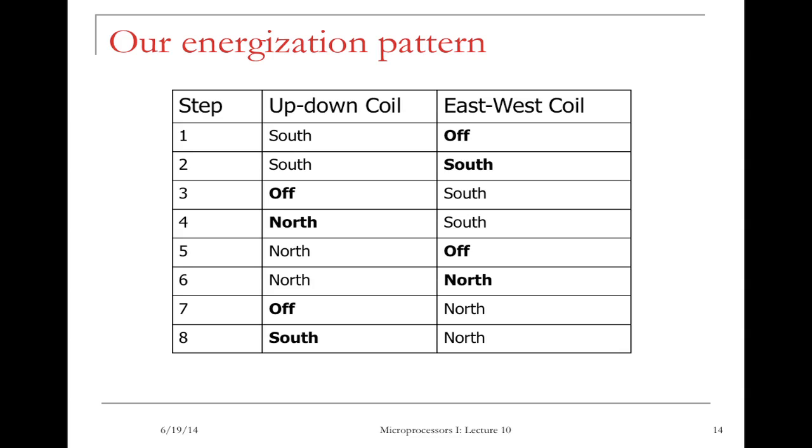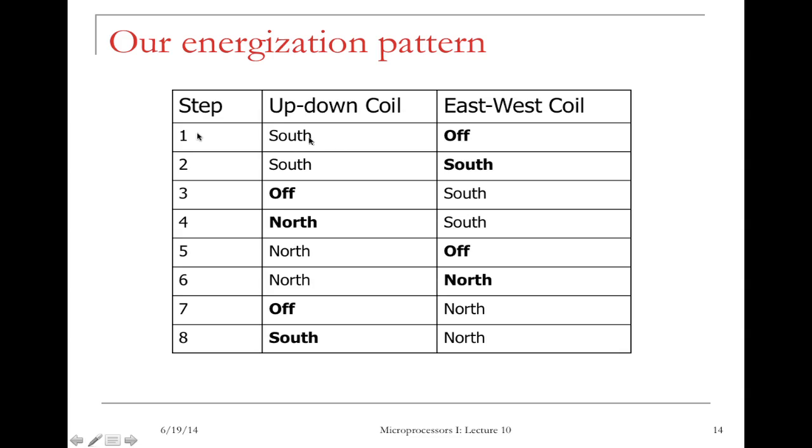This is the pattern we want to use. We're going to use the half step, so I have 8 steps. We have this up-down coil and an east-west coil. This is how we normally name them. And in the first step, we only have one of them energized, and that's this one.